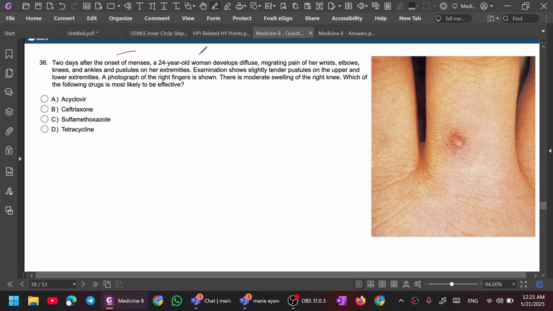Two days after the onset of menses, a 24-year-old woman developed diffuse migrating pain in her wrists, elbows, knees, and ankles, and pustules on her extremities. Examination shows slightly tender pustules on the upper and lower extremities. A photograph of the right finger is shown. There is moderate swelling of the right knee. Which of the following is most likely to be effective?